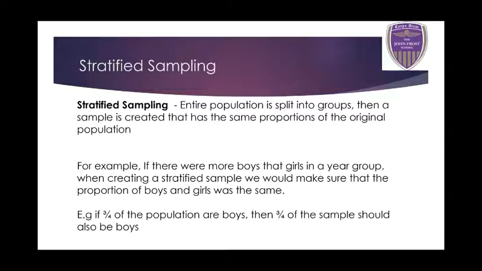For example, if 3/4 of the population were boys, then 3/4 of the sample must also be boys. So the sample is proportionally representative of the original population. Let's look at a few examples.